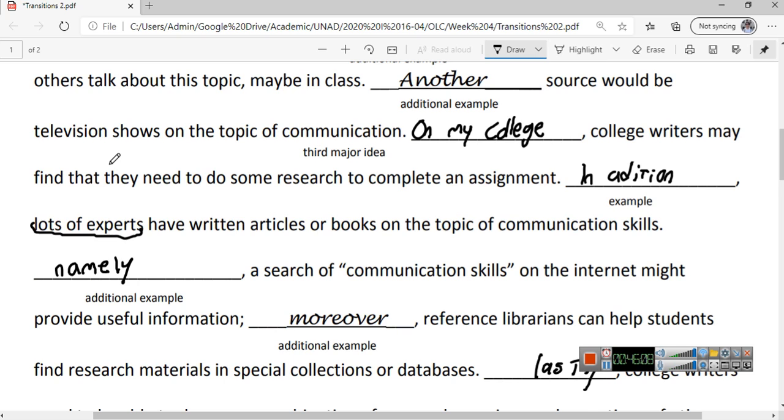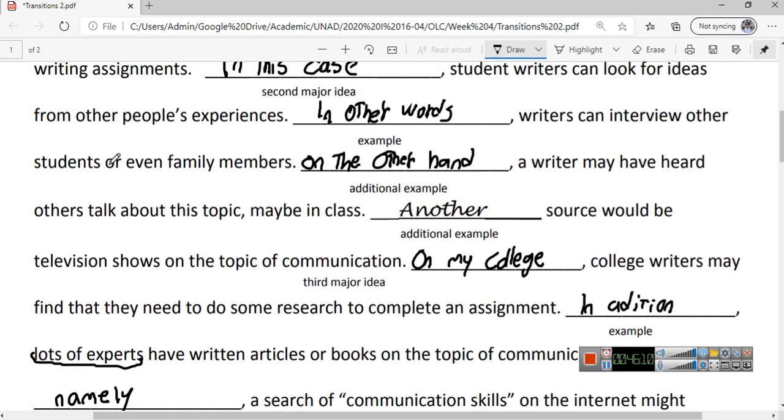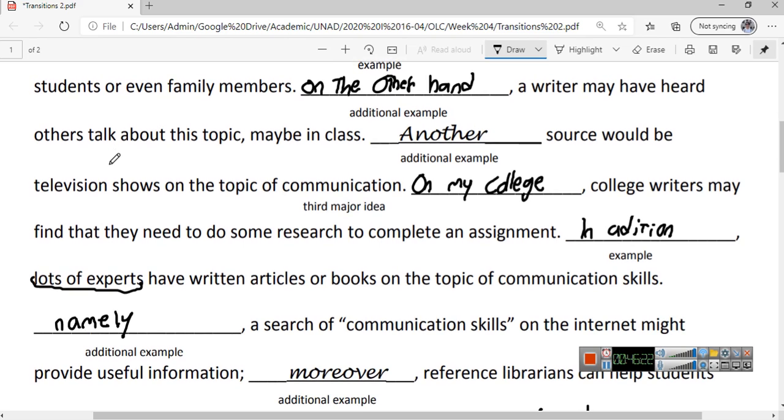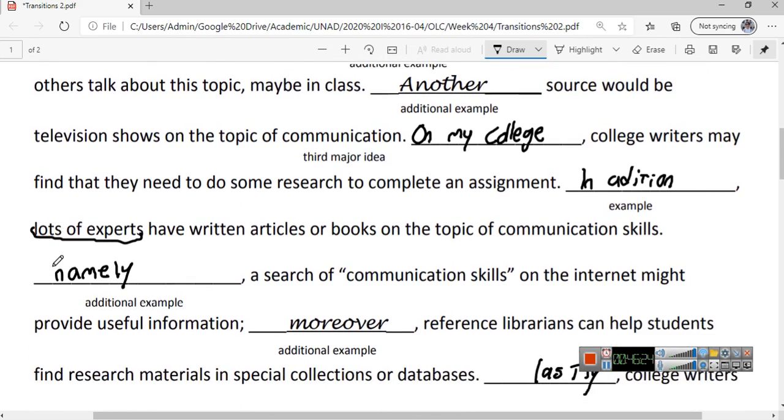What means in the other hand? En la otra mano, en el otro lado, and on the opposite side, it means that. Okay, thank you. All right.